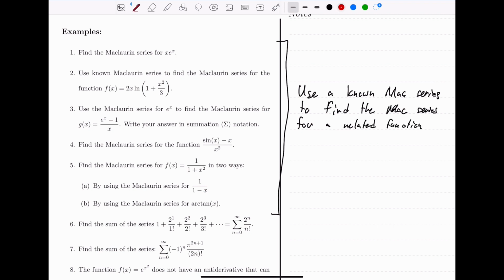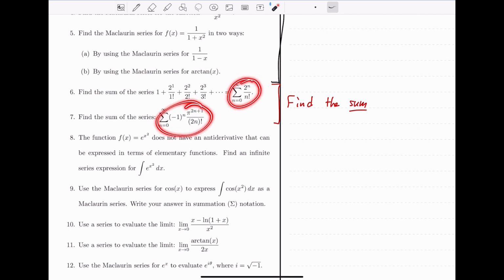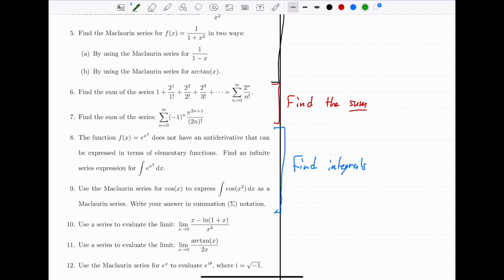In examples 6 and 7, we're going to use a Maclaurin series with a specific value of x to find the exact sum of these different series. These are not power series because there's no variable x, and it turns out that both of these series will converge to a certain number. They are not power series, they are not geometric series, but we can still use Maclaurin series to find the sum of these two specific series. In examples 8 and 9, we're going to use Maclaurin series to find integrals. In examples 10 and 11, we'll use Maclaurin series to solve limits.